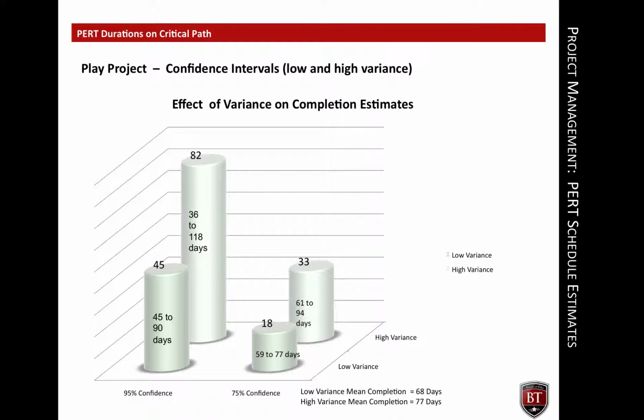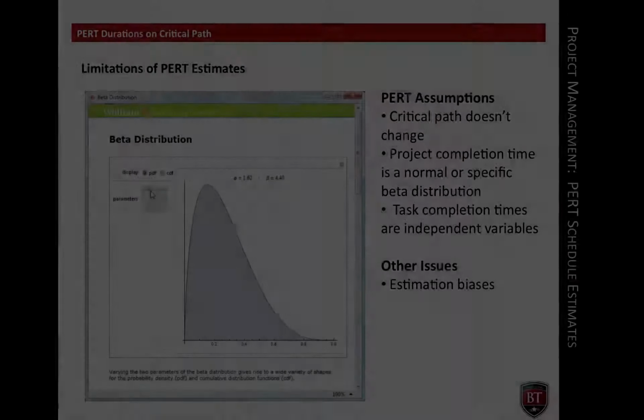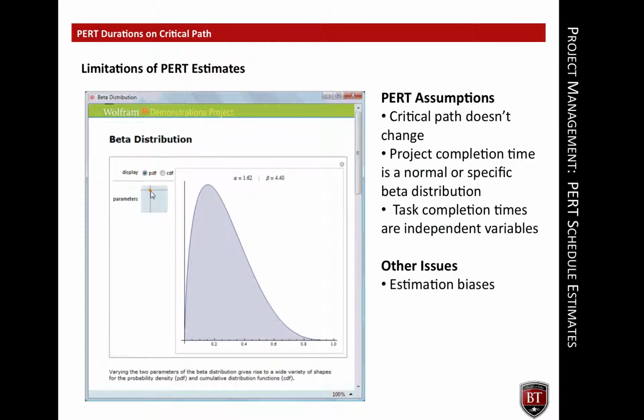Once again, notice the effect that higher variance has on estimates. The higher the variance, the wider the estimated range of duration. It is easy to see how PERT estimates along with the critical path can be valuable. They can be used to adjust the project critical path to make the project duration more accurate, and they can also be used to calculate ranges within which the project is likely to finish.